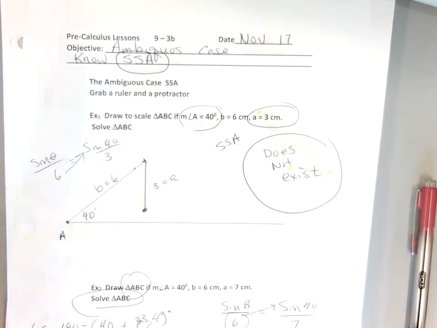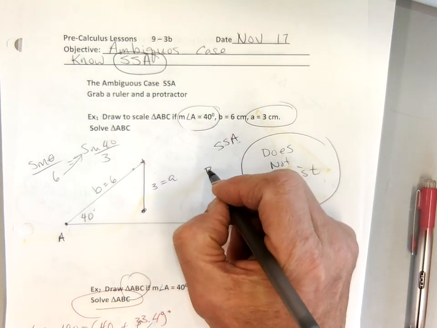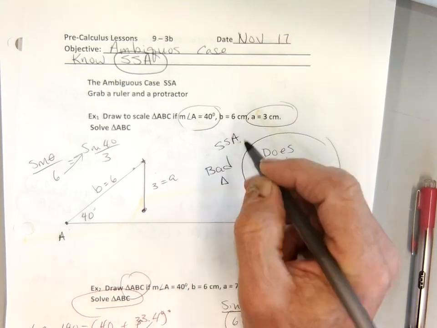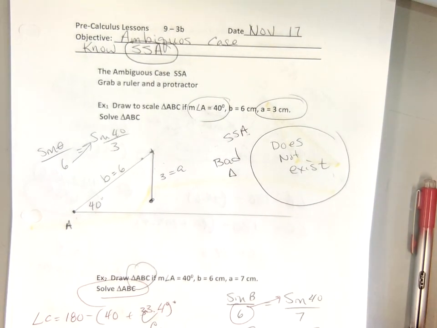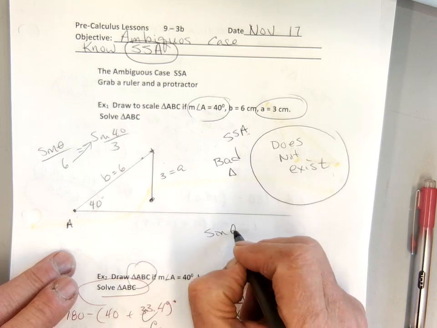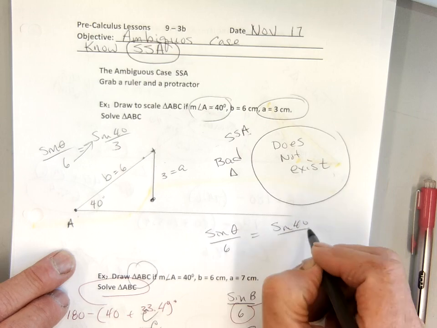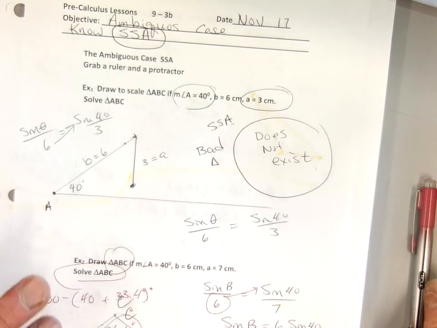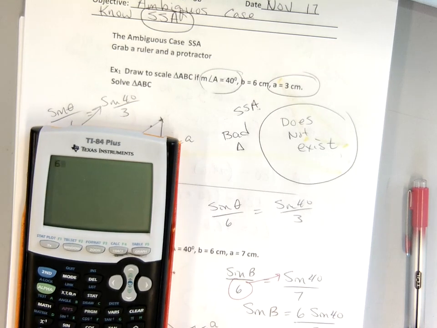So the dreaded side-side angle, or if you say it backwards, the bad triangle. One possibility is it doesn't exist. If you tried to set up the law of sines on that, you would have sine of theta over 6 equals sine of 40 over 3. And if you try to actually do it on your calculator, you're going to find that it will not work out.